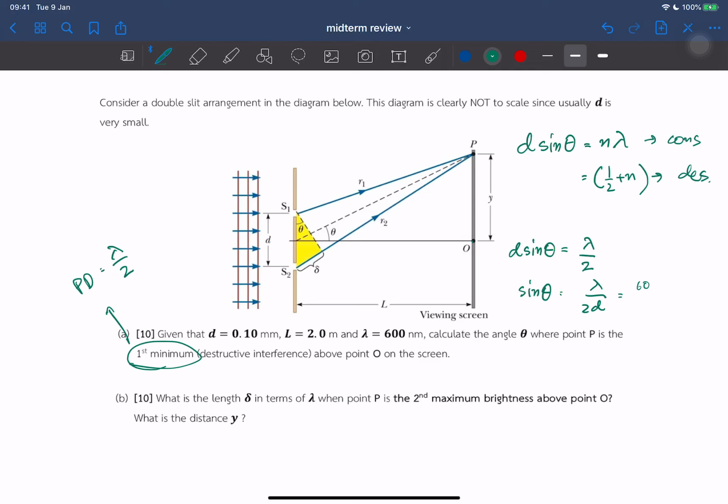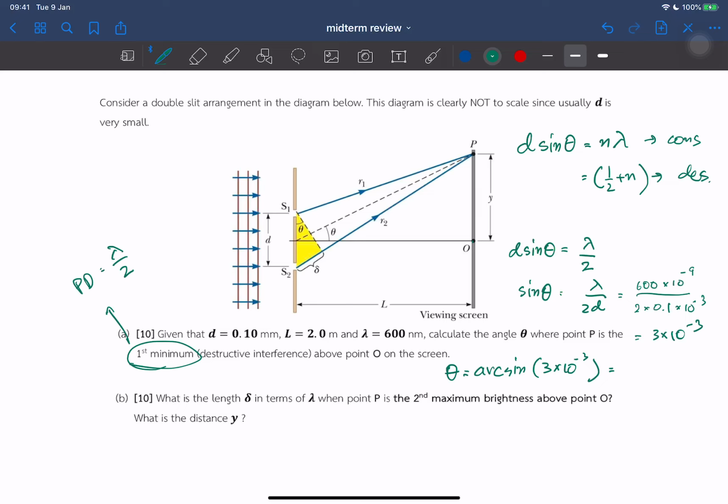So lambda is 600 nanometers, times 10 to the minus 9, divided by 2 times d, which is 0.1 times 10 to the minus 3. So sine of this angle is 600 times 10 to the minus 9 divided by 0.2 times 10 to the minus 3. And that's going to be 3 times 10 to the minus 3. So the angle is just arcsine of 3 times 10 to the minus 3.